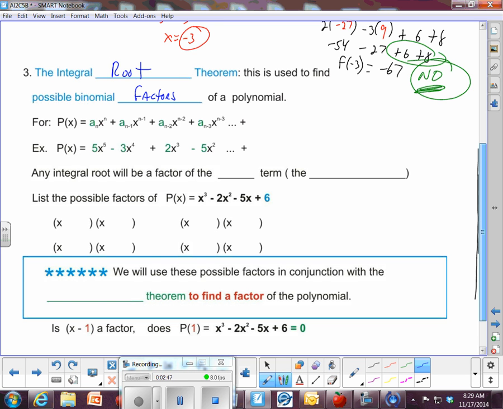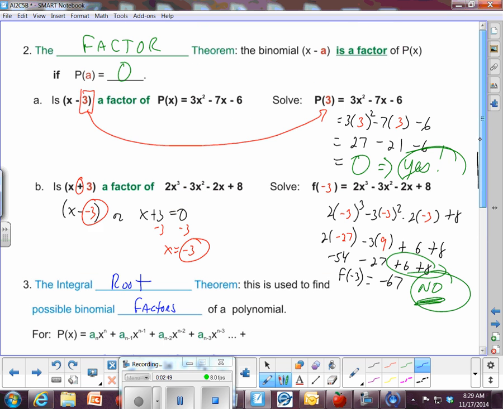So let me try to explain. If you look back up here at the factor theorem, right? What were we doing with the factor theorem? They gave us a binomial, right? And said, is it a factor? And they gave us a binomial and said, is it a factor? Okay, great. That's great when they give you the binomial.